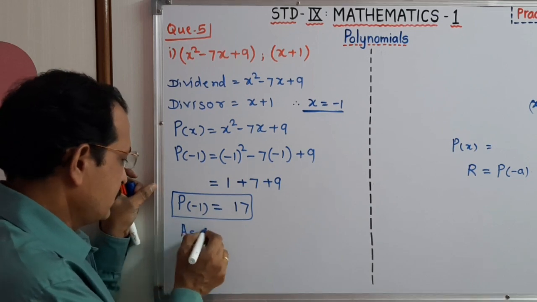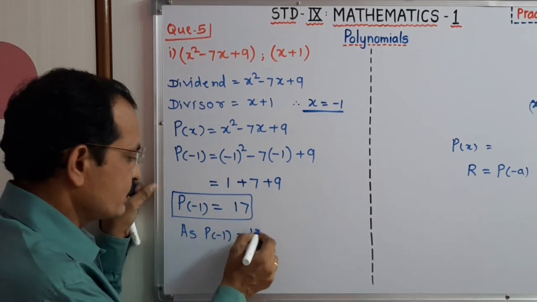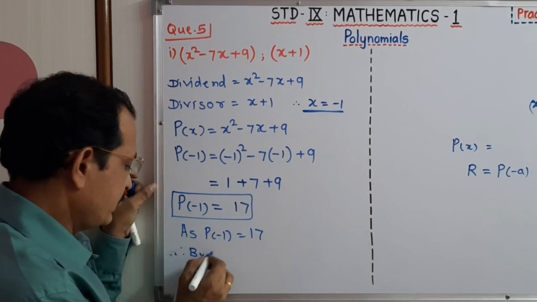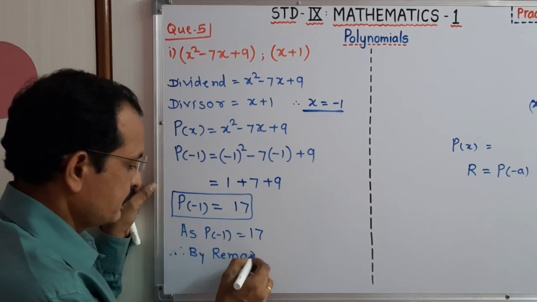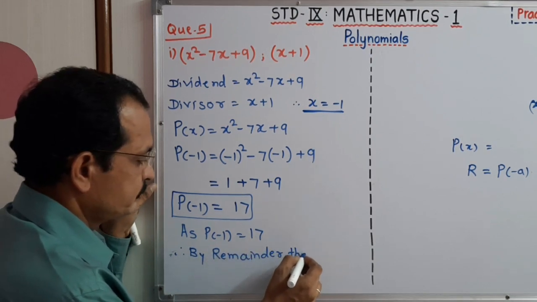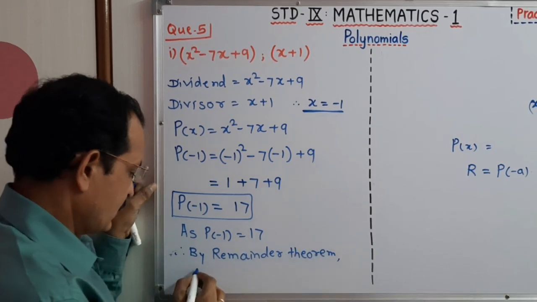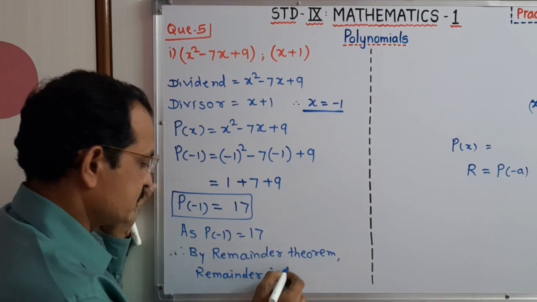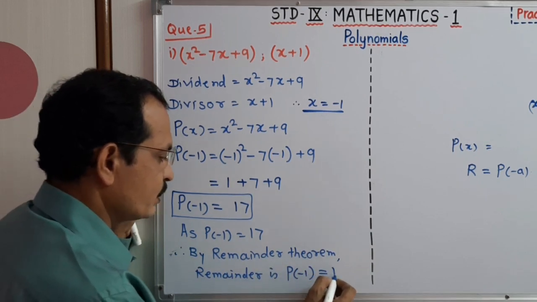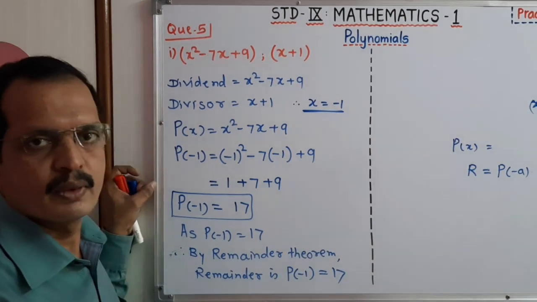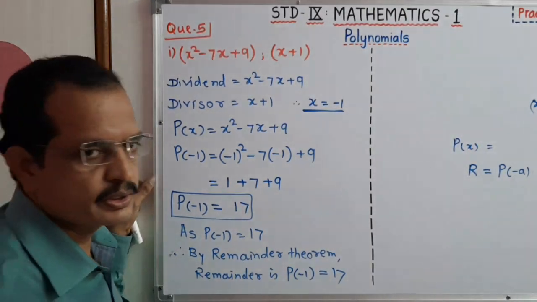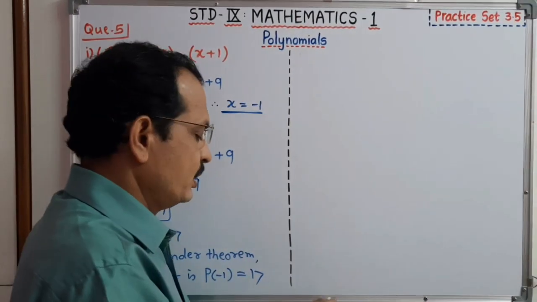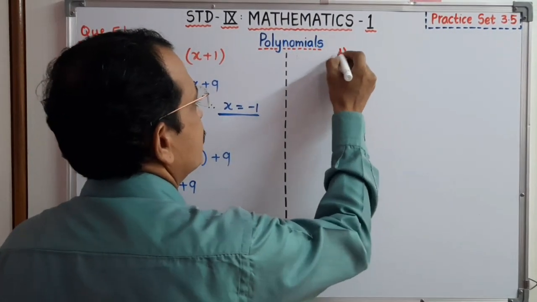As p(minus 1) is equal to 17, therefore by remainder theorem, the remainder is p(minus 1), which is equal to 17. Very simple, very interesting. Now, dear student, we have to see the second question. From that, we have to solve the second one.